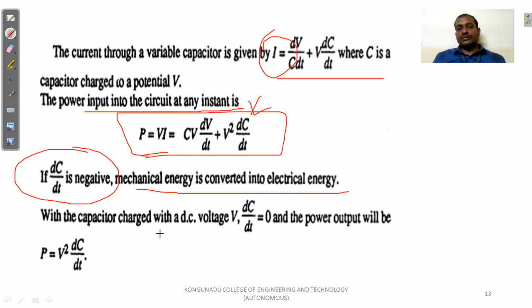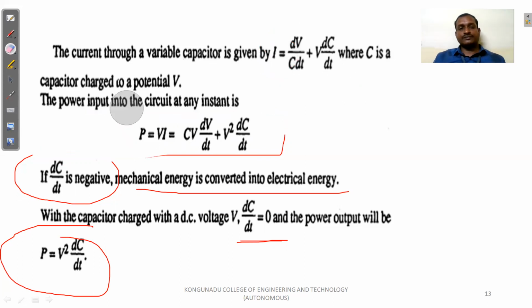With a capacitor charged with a DC voltage V, dV by dt is equal to 0. So if the capacitor is charged to a maximum voltage V, then the power output is P equals V squared dC by dt. Power is VI, and power output equals V squared dC by dt. These are the power and current formulas in electrostatic machines.